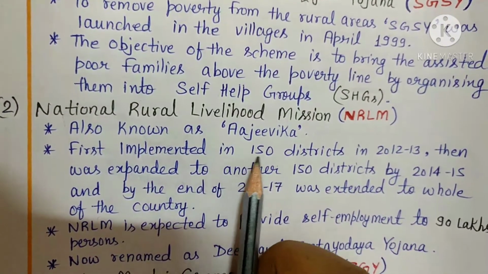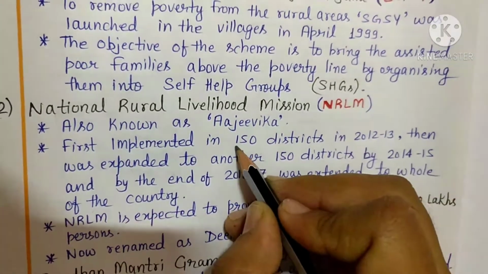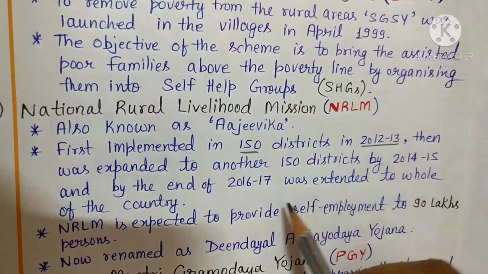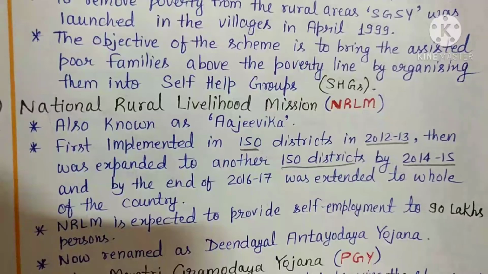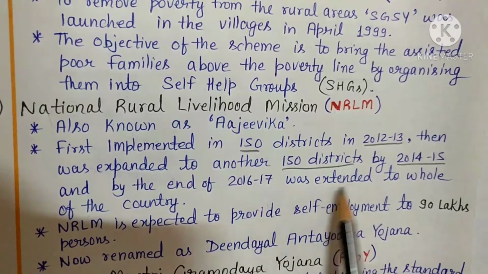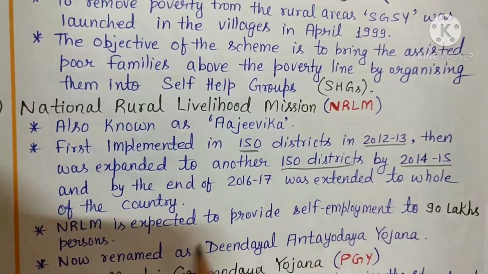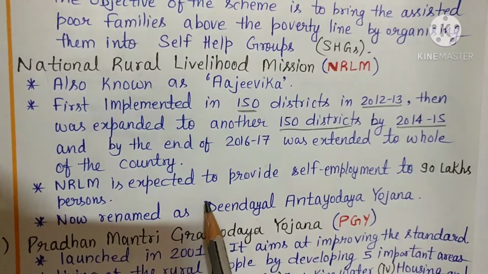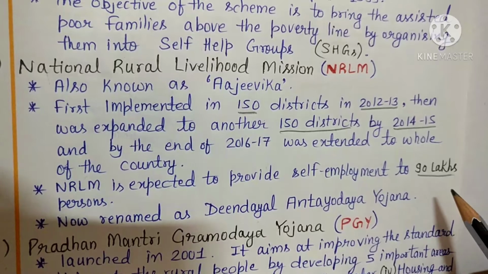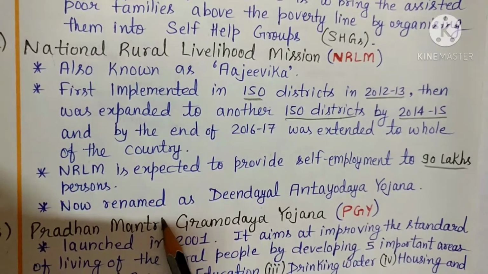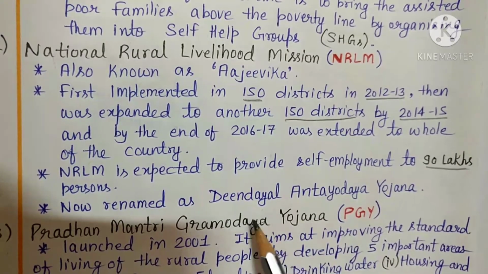It is also known as Ajivika. It was first implemented in 150 districts in 2012-13. Then it was expanded to another 150 districts in 2014-15, and by the end of 2016-17 it was extended to the whole country. It was expected from NRLM to provide self-employment to how many people? 90 lakh persons. So it was a huge number of people. Now it is also renamed as Deen Dayal Antyodaya Yojana. Now it is known by this name.